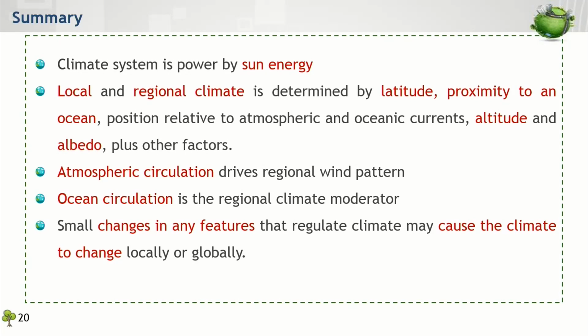And more importantly, because our climate system is an interactive system, a small change in any feature of the system will result in climate variation, whether locally or globally.